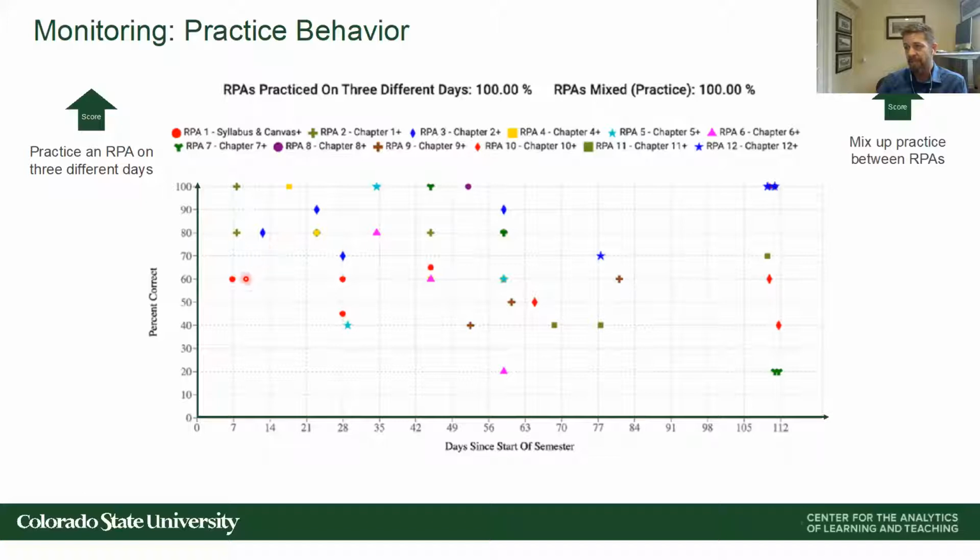So they're going between this RPA 1 to RPA number 2, which is right here, jumping to RPA 3, and then again back to RPA 1. So they're going between and sort of mixing up the practice of the quizzes or retrieval practice activities across the entire semester. On the axis on the left is just their percentage correct.